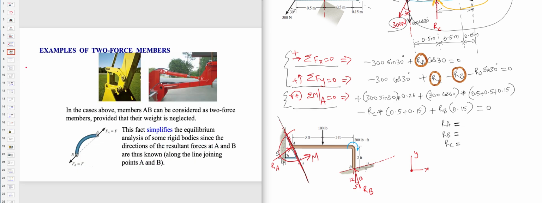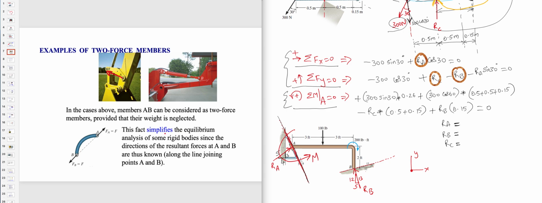For example, if you see this link here, it is like this. It is going all the way from here like that. But if we have to remove the member in the system and we have to replace this with a force, we just draw this as a force acting from A to B, like that. For example, here it is anyways already straight, so no problem here, A to B.